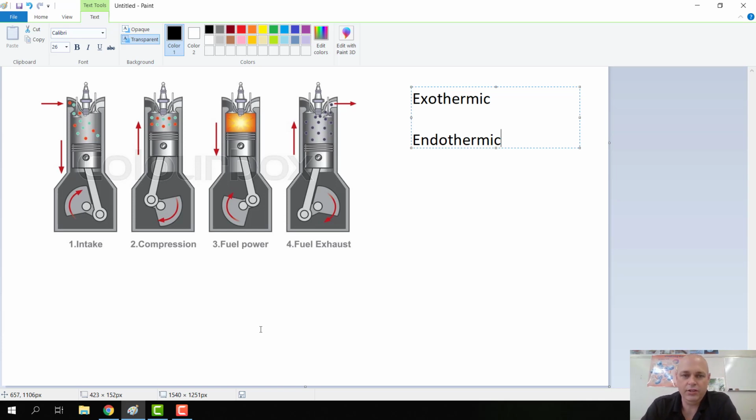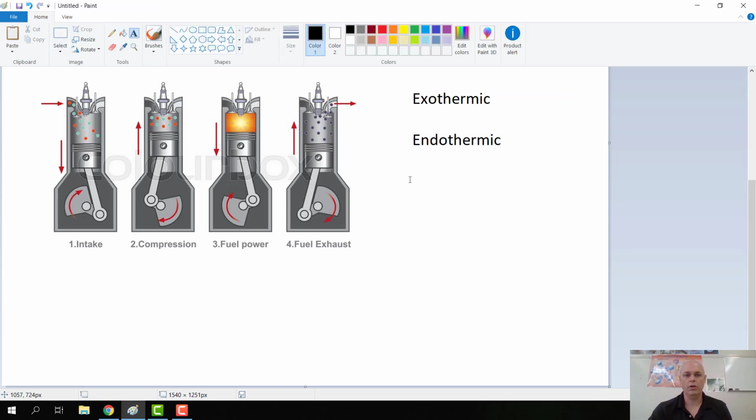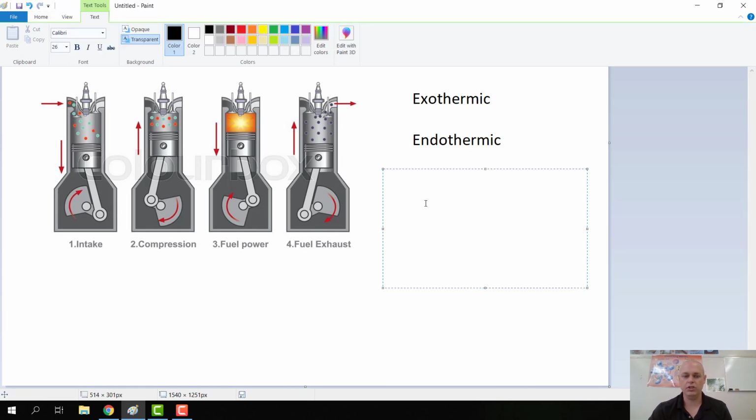Let's see, what else? I think in the previous video, we talked about how energy is transferred from one medium to another. There are three energy transfers that we mentioned: conduction, convection, and radiation. Now, we can really take a look at two of these as far as energy moving from one thing to another in the car engine.